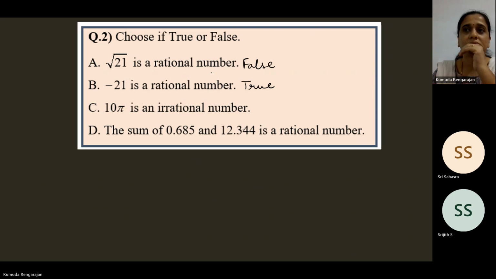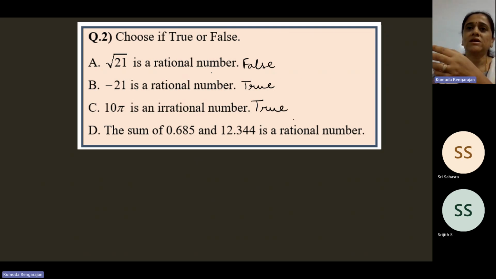Next one, 10 pi. True. Because pi is irrational, pi into 10 is irrational. Because pi is a non-terminating, non-repeating decimal. If you multiply that by 10, you will get a new non-terminating, non-repeating decimal. Just the decimal point will shift, that's all.